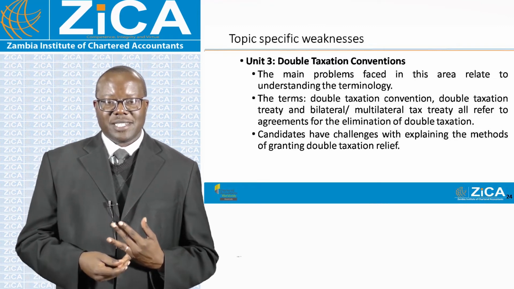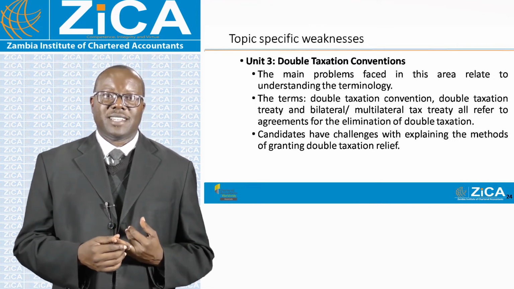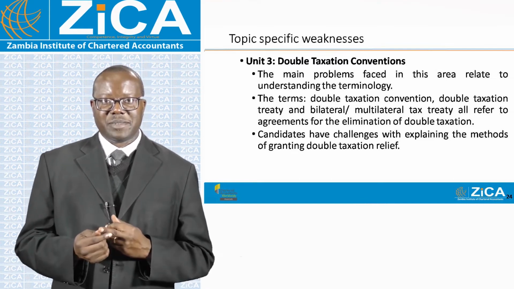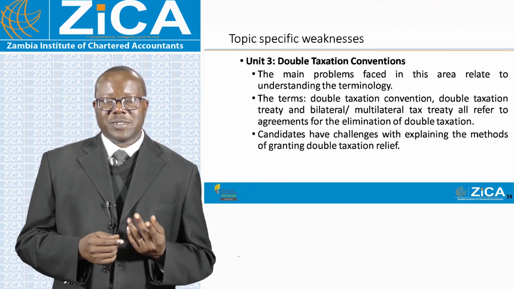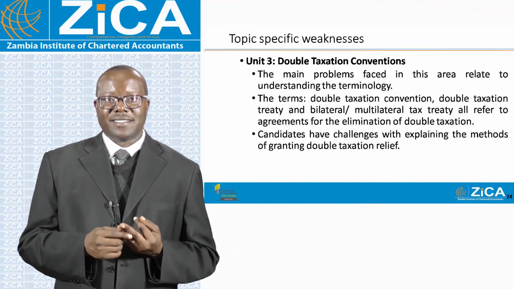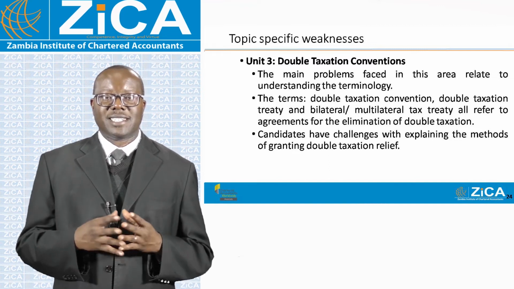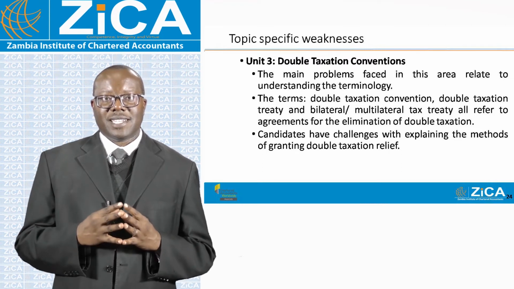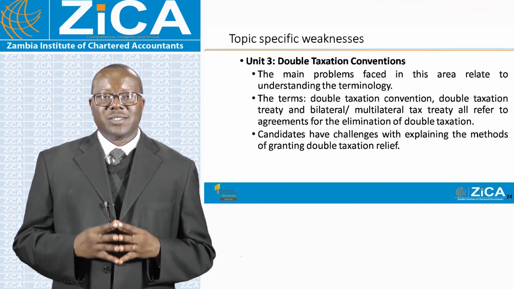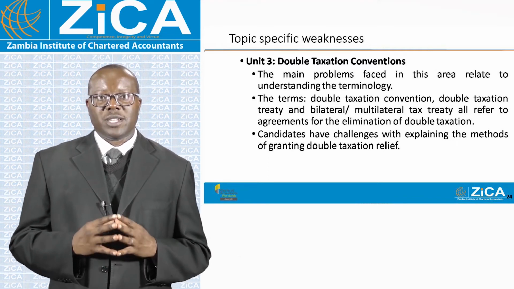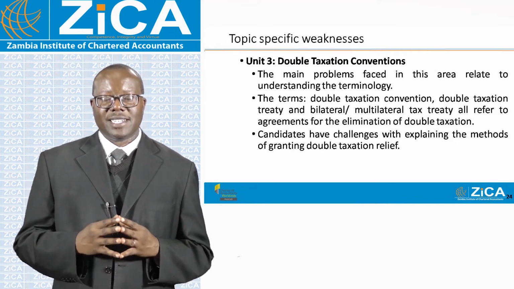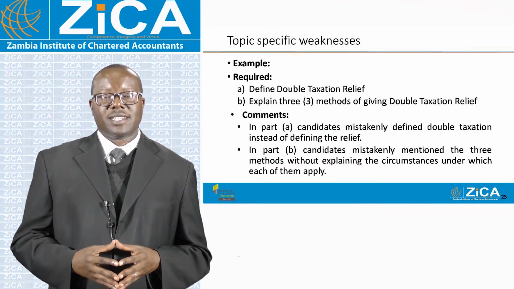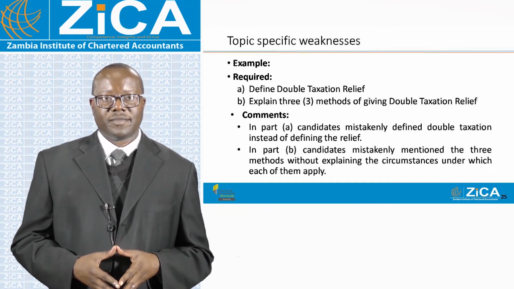Double taxation conventions may be bilateral treaties if they are made up of two states, State A and State B. They are multilateral treaties if there are 3 or more countries or states involved. So the terms all refer to a treaty or a convention which has been signed as a way of minimizing double taxation relief. Let's look at an example involving double taxation relief.